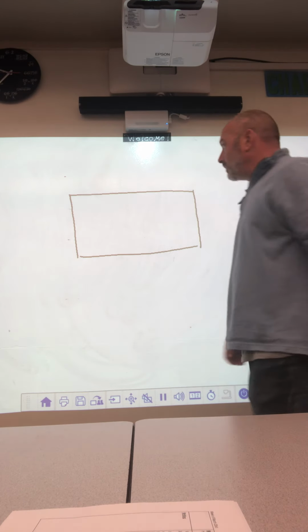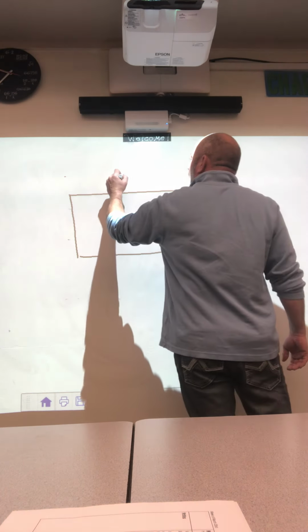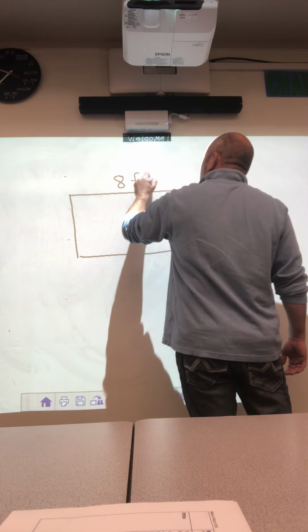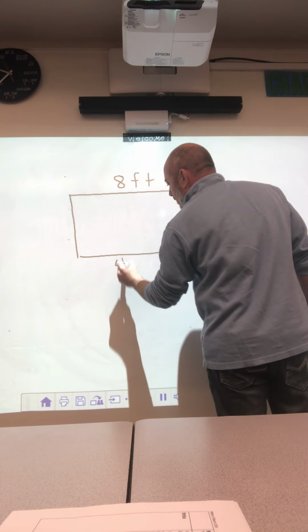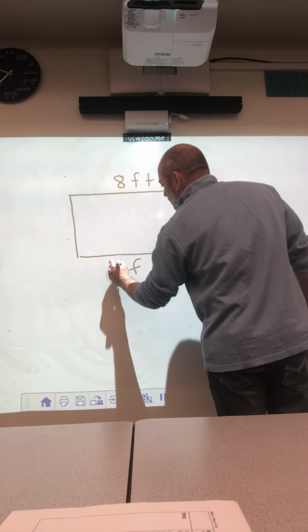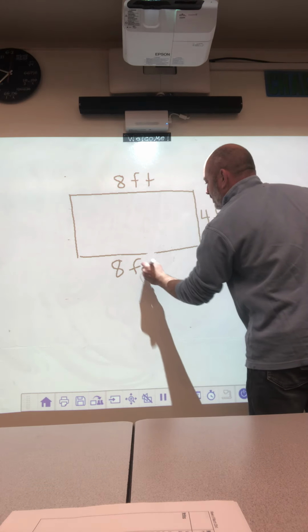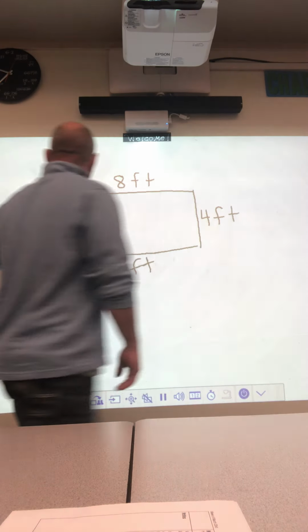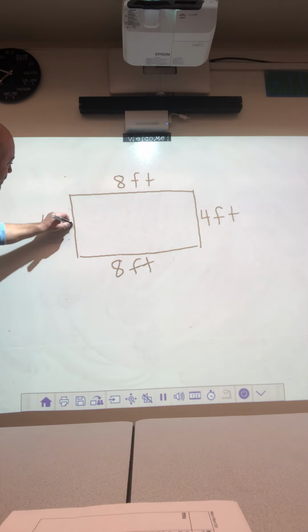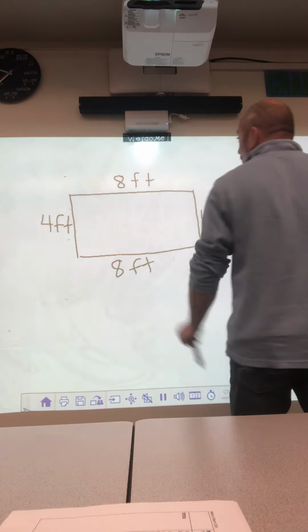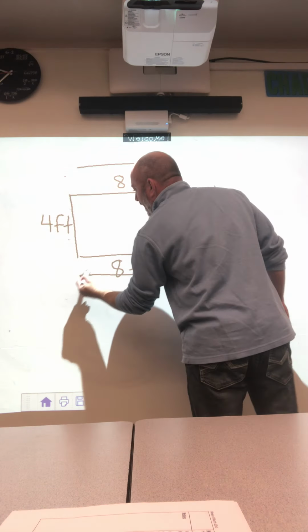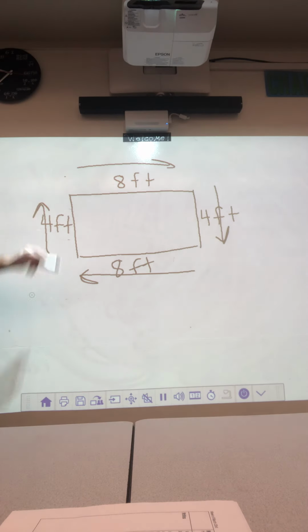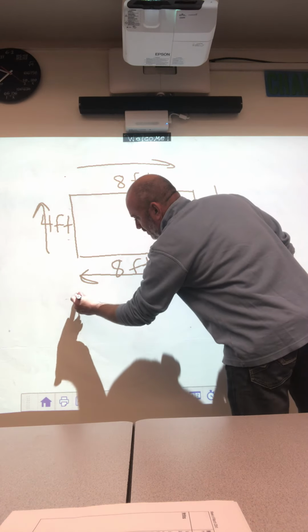So I have a rectangle here, and I'm going to call this 8 feet, and this is going to be 4 feet. So remember, perimeter is our length all the way around the outside of our figure. So we have a formula for this.